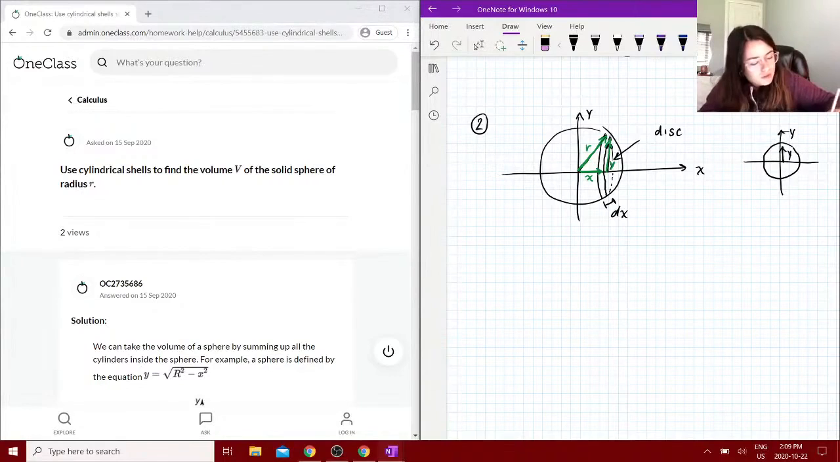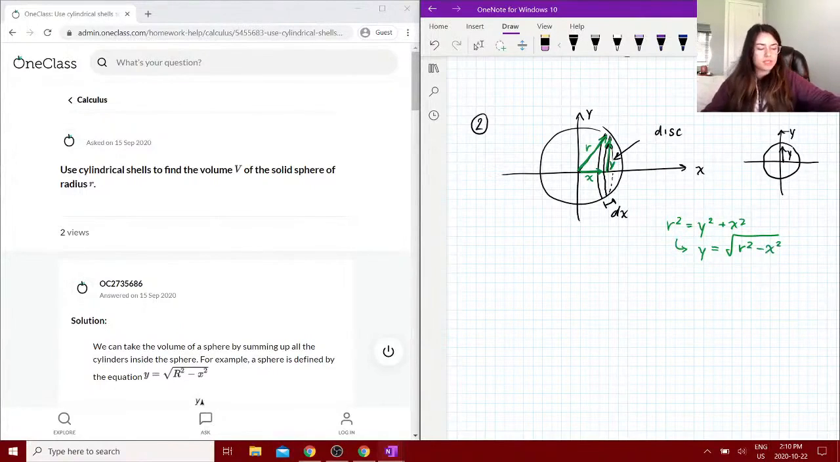So we know that r squared is equal to y squared plus x squared, and we're just going to rearrange that to find that y equals the square root of r squared minus x squared, and you'll see why later.